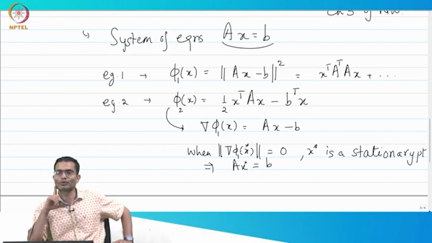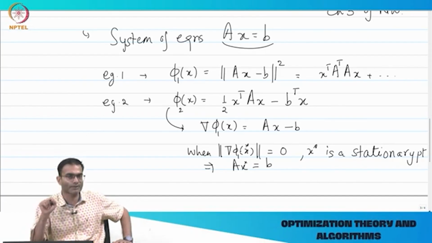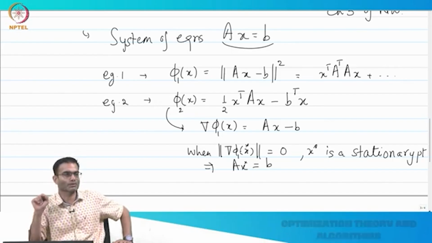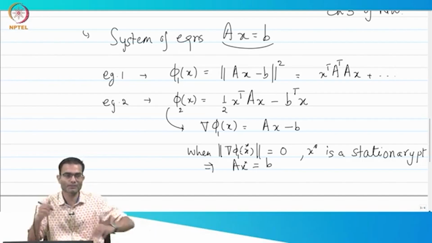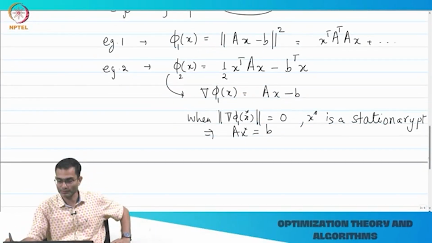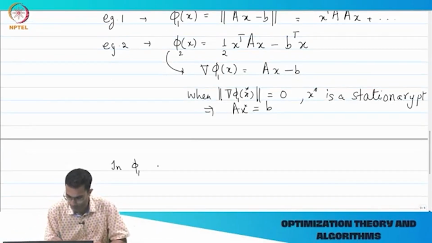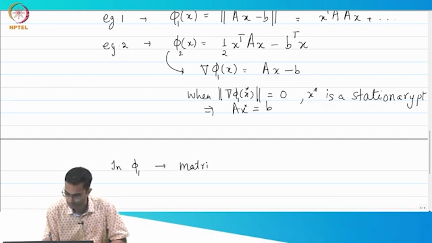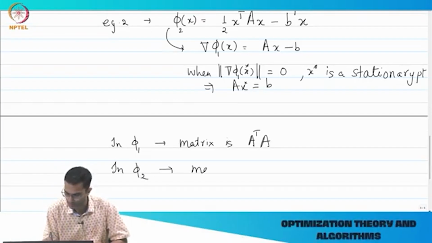So the hint is to look back at the rate of convergence that we had discussed in a previous module. We didn't derive the full expression, but we gave an expression. What was the essential quantity, the matrix that is sitting inside, that comes into the picture? Condition number, right? So in case of phi 1, the matrix is A transpose A. In phi 2, the matrix that I am working with was simply A.